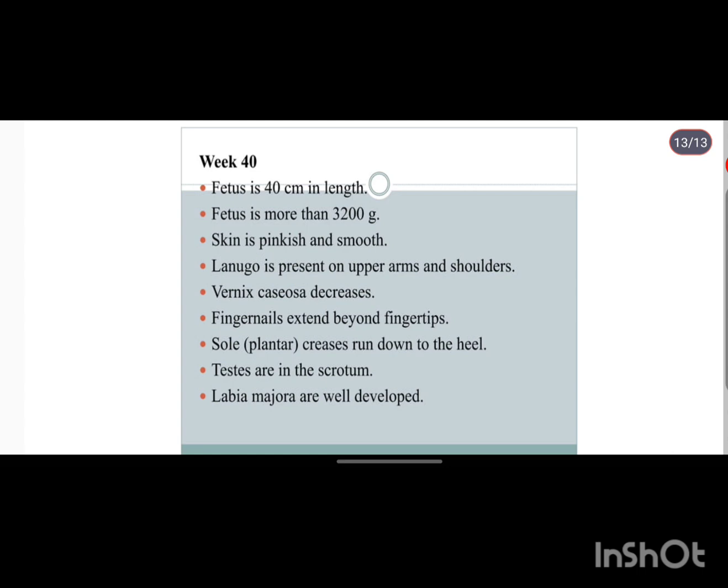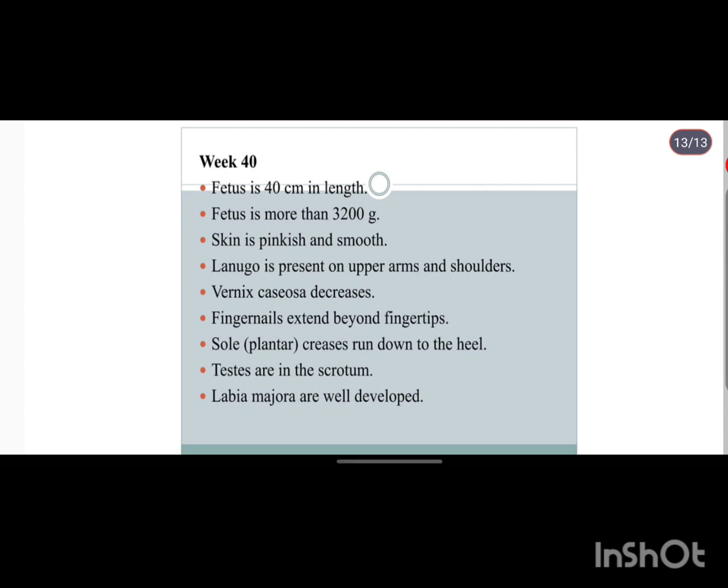smooth, lanugo is present on the upper arms and shoulders, vernix caseosa gives protection for the baby's skin, and the fingernails extend beyond the fingertips. You can also see the plantar creases run down to the heel, and testes are in the scrotum for male babies, and labia majora is well developed in female babies at the 40th week.